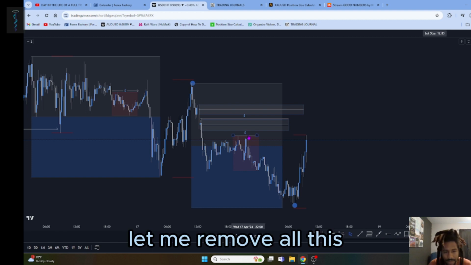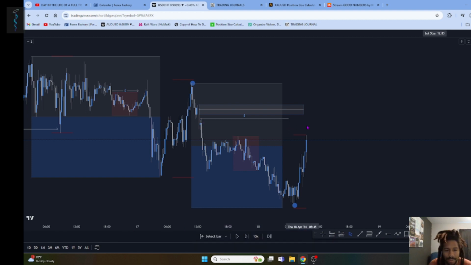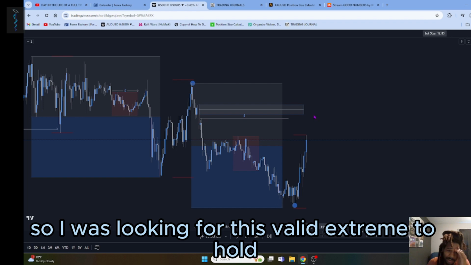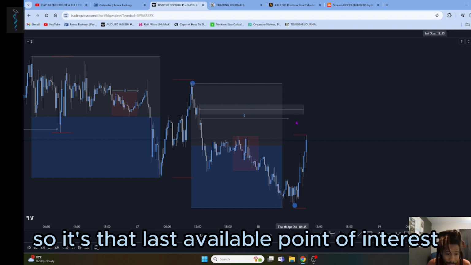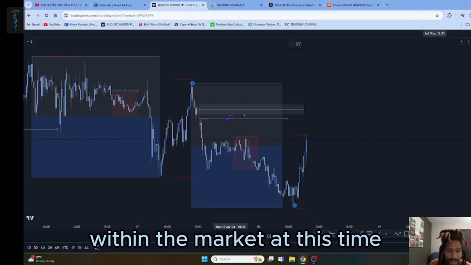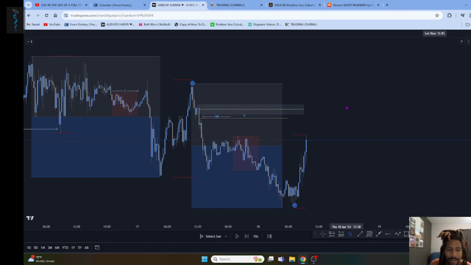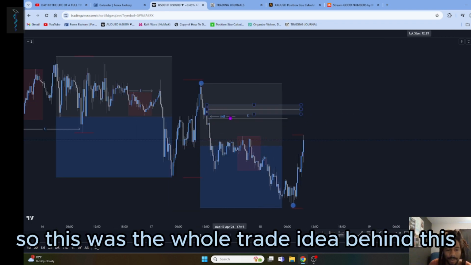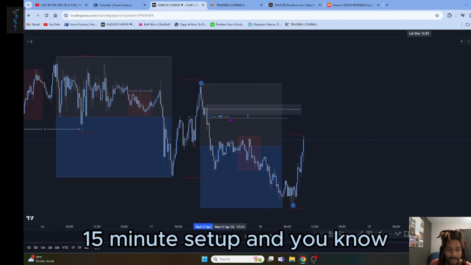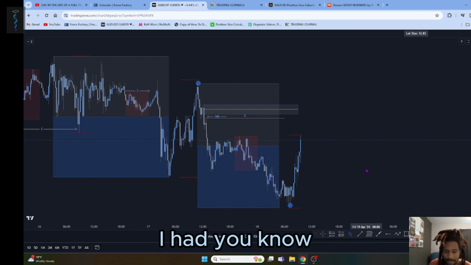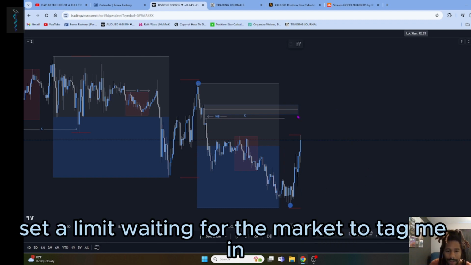Let me remove all this. So I was looking for this valid extreme to hold. It's that last available point of interest within the market at this time, with imbalance resting just before. So this was the whole trade idea behind this 15-minute setup, and I had set a limit, waiting for the market to tag me in.